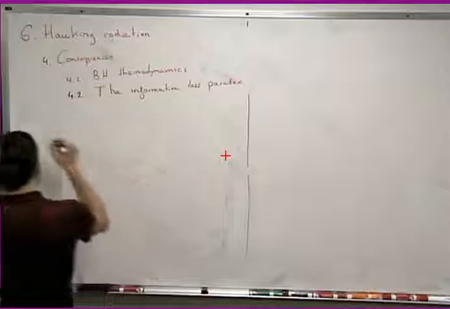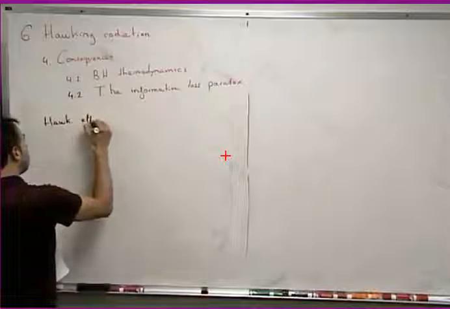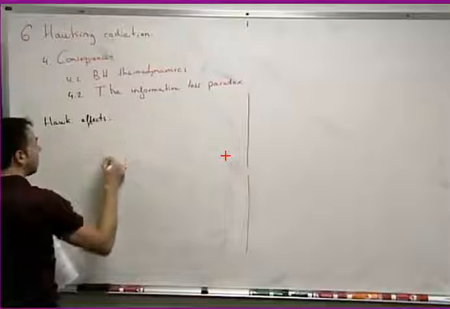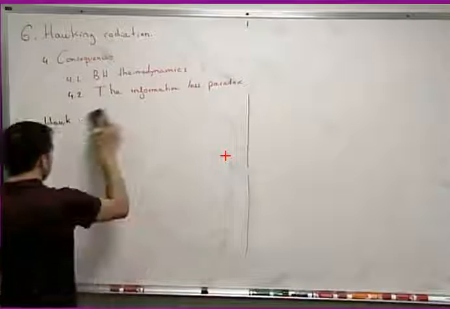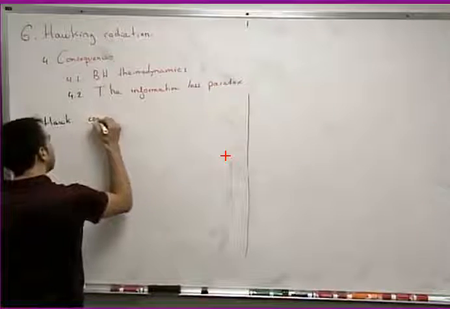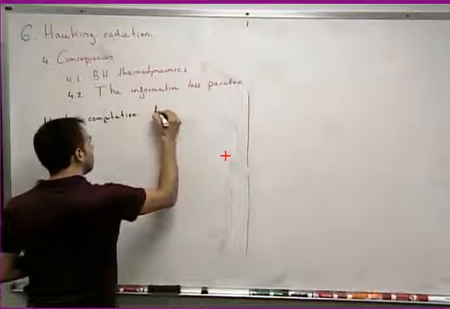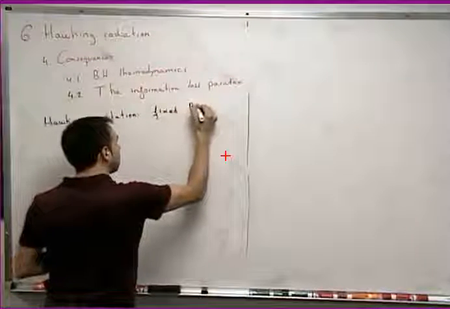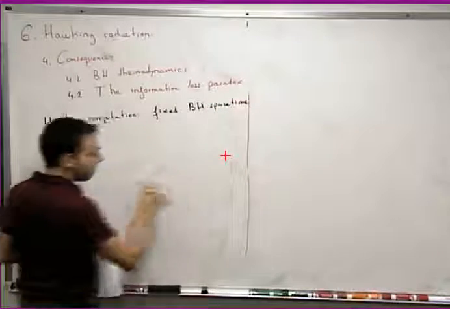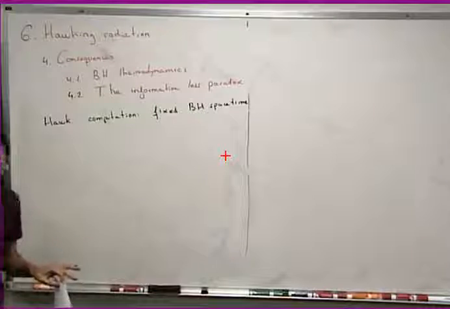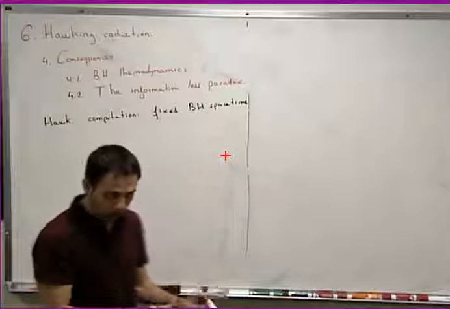So remember, Hawking tells us that, Hawking computation. Let me emphasize that was done using a fixed black hole spacetime. Remember, in all this course, what we are doing is quantum fields in a given spacetime. So the black hole spacetime was fixed, was given for us.